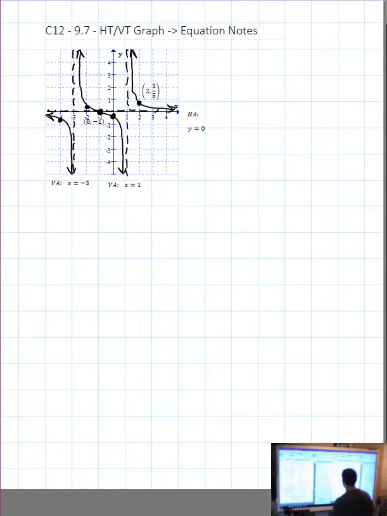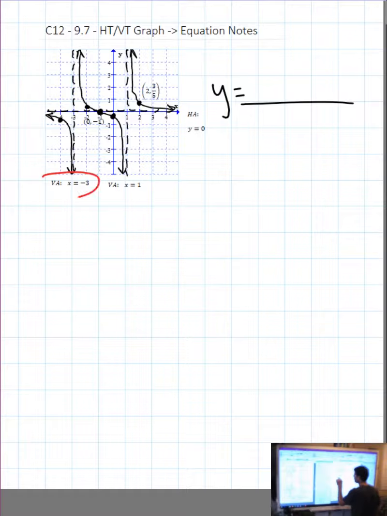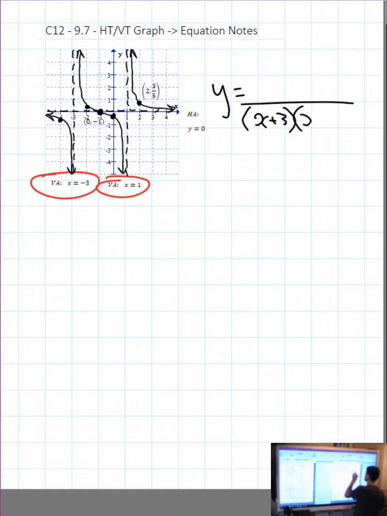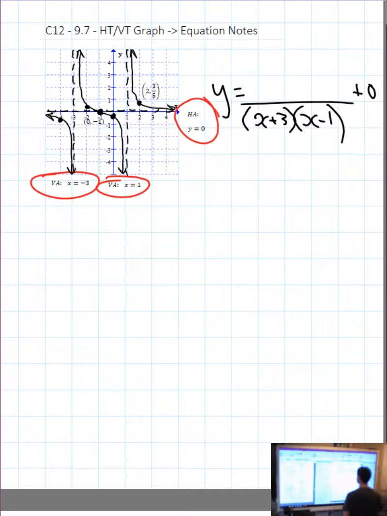Okay, so now let's see a similar question like the last one. So y equals over. So we have two vertical asymptotes again. So remember, we put the vertical asymptotes on the denominator. So x equals negative 3 means x plus 3. And x equals 1 means x minus 1. Our horizontal asymptote is y equals 0, so we can simply put a plus 0 over here.